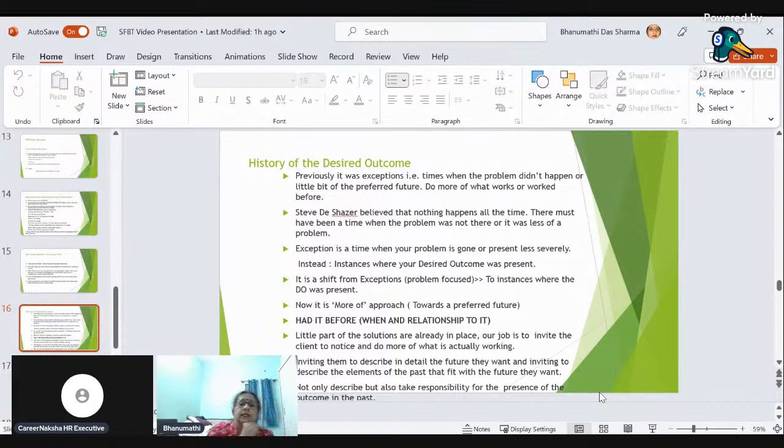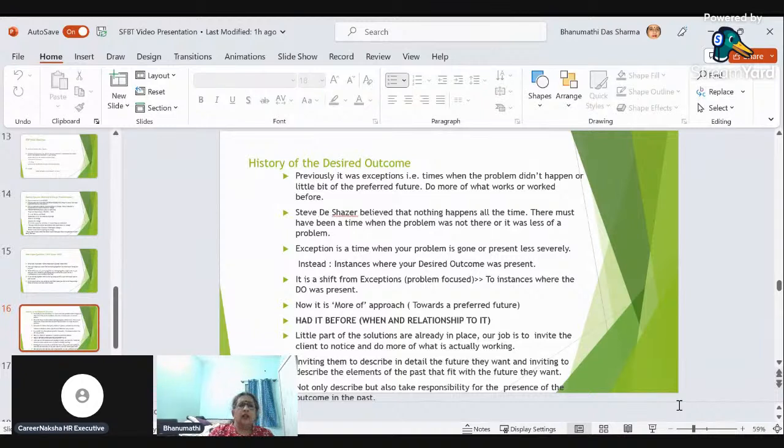Because unless and until, suppose the desired outcome was present in the past and they don't take credit for it, they will not be motivated to work towards achieving it in the present and future. So they need to take responsibility and credit. They could have taken help of other people, but they also should be given the credit and responsibility for having had the desired outcome in the past. Only then will they be able to proceed to the future.